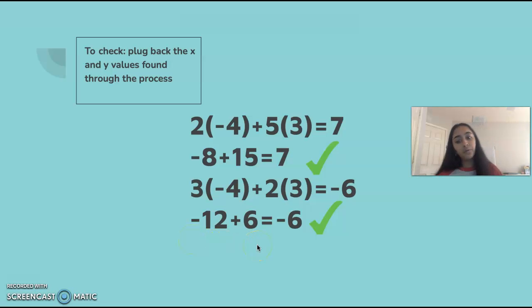So we just did both problems correctly, and it wasn't too hard once we broke it down step by step. So I hope this video helped in solving systems of equations through the elimination process.